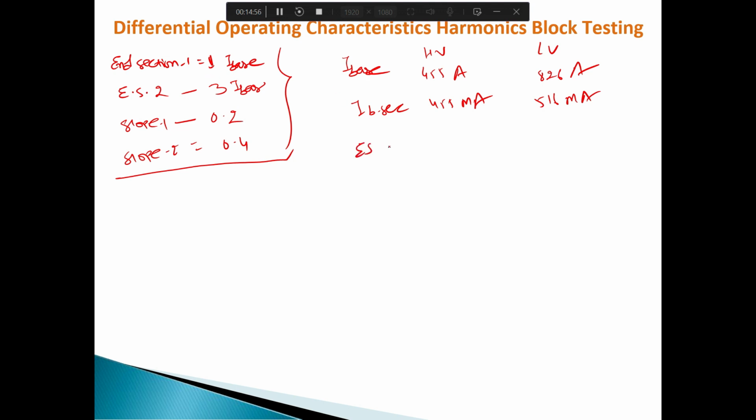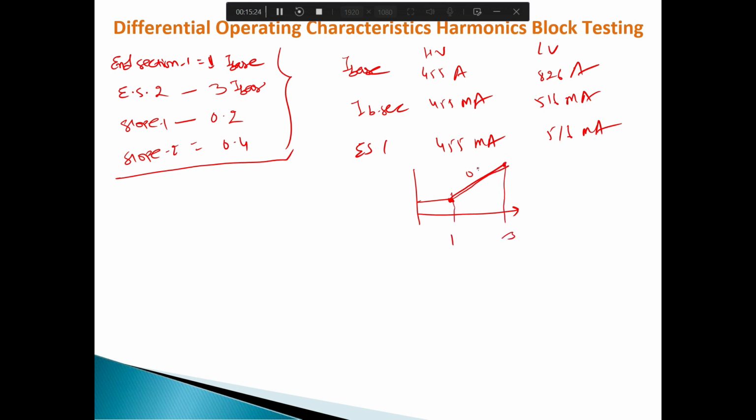So my end section 1 will start at 1 time, which means it is exactly 455 milliampere and 516 milliampere. And end section 2 will start at 3. So I have something like this. This is my differential relay characteristic. This is end section 1 and this is end section 2. So from 1 to 3 is end section 1, this is 1 and this is 3.